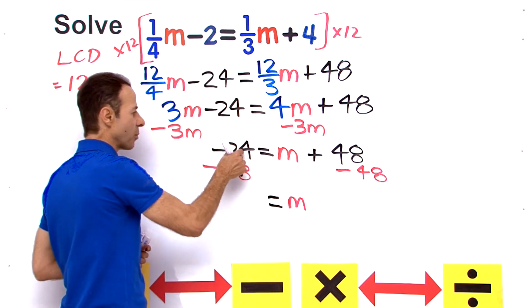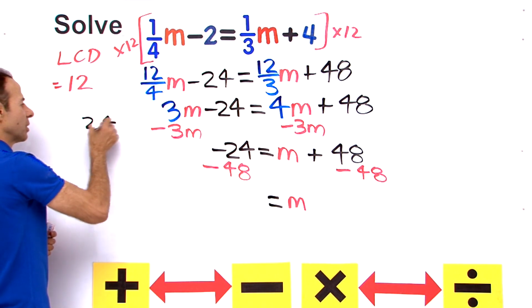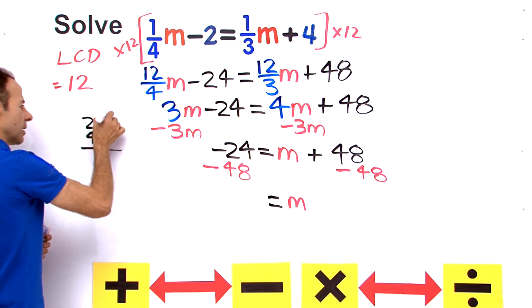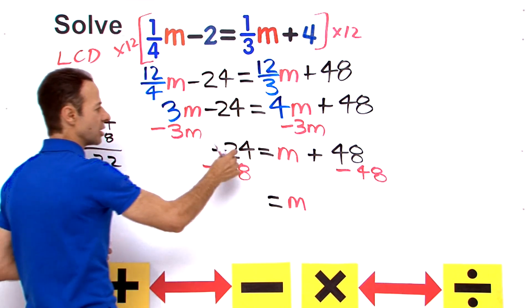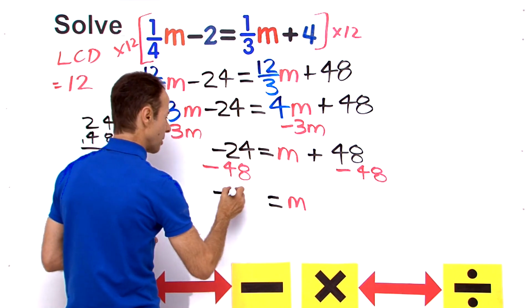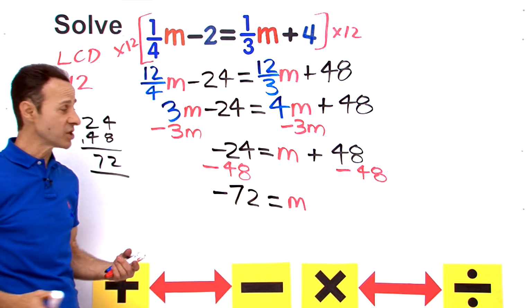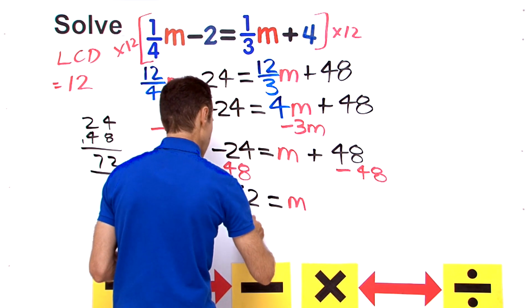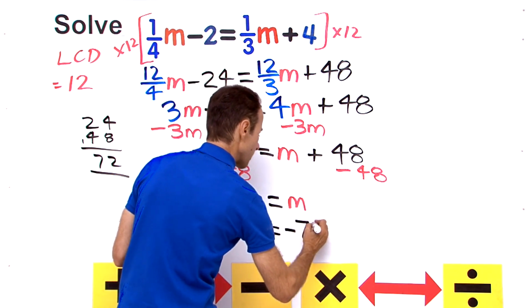All right, let's work this out. Minus 24 minus another 48. Well, we're just adding them, aren't we? 24 and 48. That's 72. So that's going to be a minus 72. Let's swap them, rearrange them, because it's the same equation. Nothing changes. So we have m is equal to negative 72.